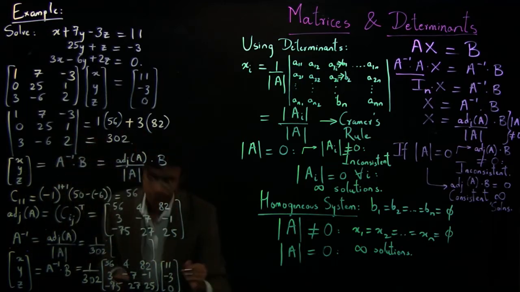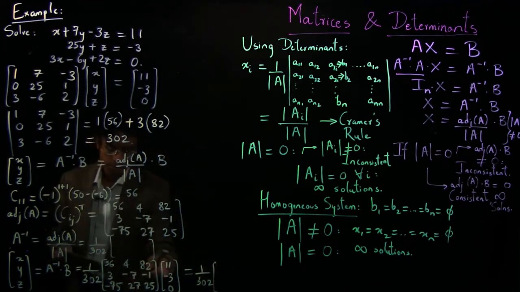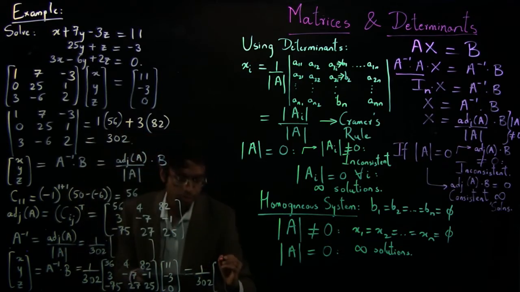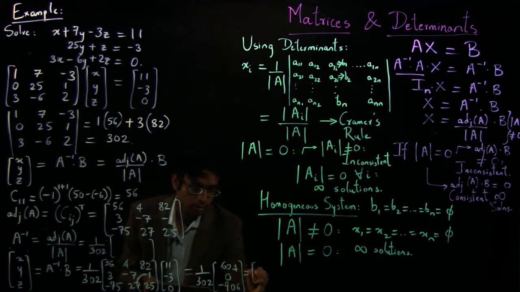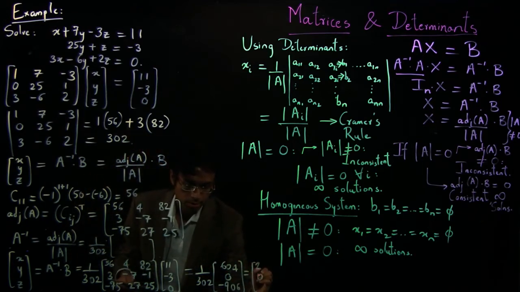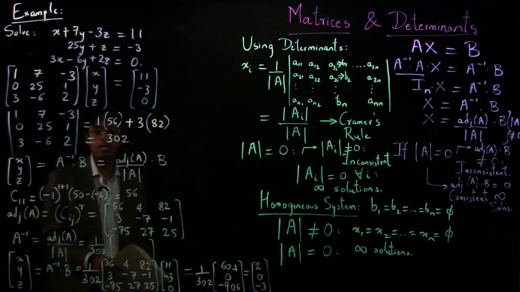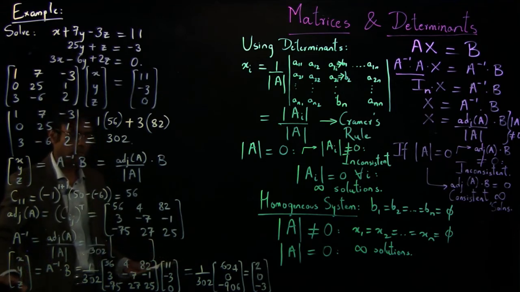It works out to be, let's still keep this outside, 1 over 302, and first do the multiplications here, and you can show that this works out to be 604, 0, minus 906, which finally gives you x is 2, y is 0, and z is minus 3. So this is one way to find out the values of x, y, and z.